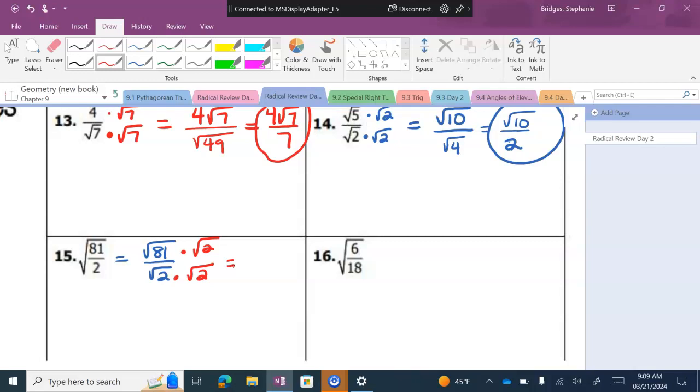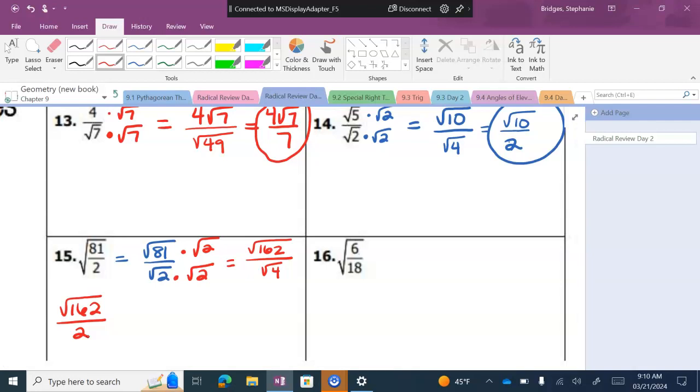Okay, quick question. Can I actually multiply the 81 and the 2 at the top? Yes. So that's going to give me the square root of 162. And at the bottom, the square root of 2 times the square root of 2 is the square root of 4. Okay, I'm bringing down that 162. What is the square root of 4? 2. Okay. But remember how with number 14 we checked to see if 10 had one of these numbers that goes into it? We're going to do the same thing with 162.